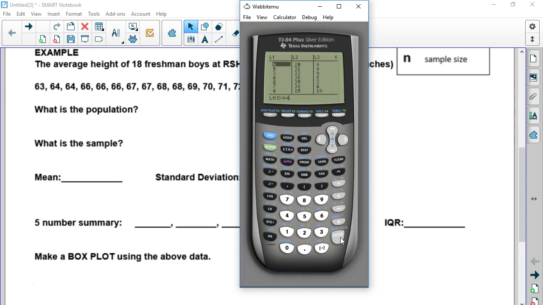I can overwrite these numbers, but that's a risk you run of sometimes leaving extra numbers in, forgetting to delete them. So there's a quick way of deleting them all. You go up to L1. Now you don't want to hit delete because that will delete the whole column. So you want to hit clear. If you hit the clear button and hit enter, boom, it empties out the list.